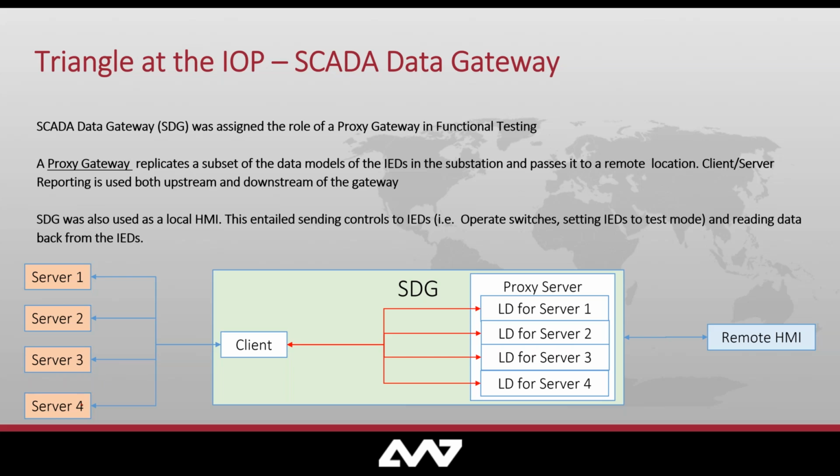I no longer know that XCBR.Pos.stVal is a double bit that indicates the position of a breaker. By the time it makes it over to the right-hand side, and I'm serving that data up to a remote HMI, if I've swapped protocols, then it's just going to be, you know, analog input 4 or something like that. And you would need a spreadsheet in order to know what that data point means.